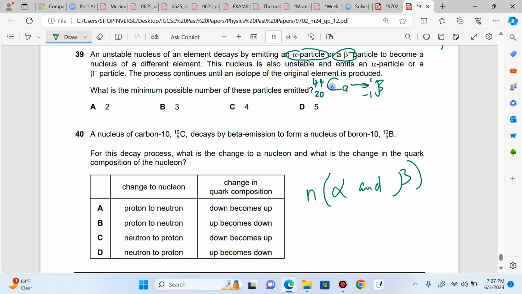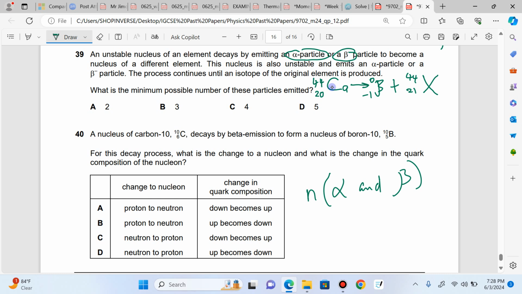beta minus, with 0 and minus 1, what will be left? 20 minus minus 1, plus what? What will I add to minus 1 to get 20? It will be 21. Let's just name that element X. And what about this 40? 0 plus, this will be 44. Why? Because 44 plus 0 gives me 44.